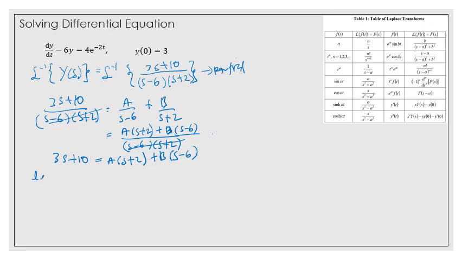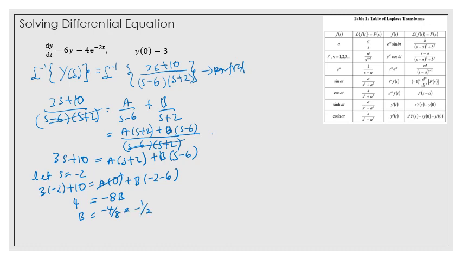So let's say we choose any value of s equal to negative 2. We will get 3(−2) + 10 equal to A(−2 + 2), we get 0, plus B(−2 − 6). So it's 0 for the A term. Then we get −8B equal to 10 − 6, we get 4. So our B is equal to −4 over 8, which means −1/2. Okay, so finish for the first assumption.